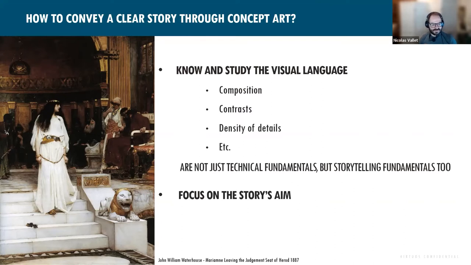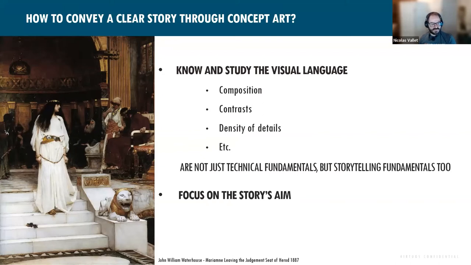So I put this painting by Waterhouse of Marianne leaving the judgment seat of Herod, because it's a perfect example of how even in classical painting, they are using those same tools to guide your eyes and understand the story as much as you can and infer what's happening. So it's always very interesting looking at how all those contrasts are working together and what you see first, second, and third, which is something you should pay attention to when you're designing a keyframe or something like that, which is: what do you want people to focus on and what doesn't need detail?